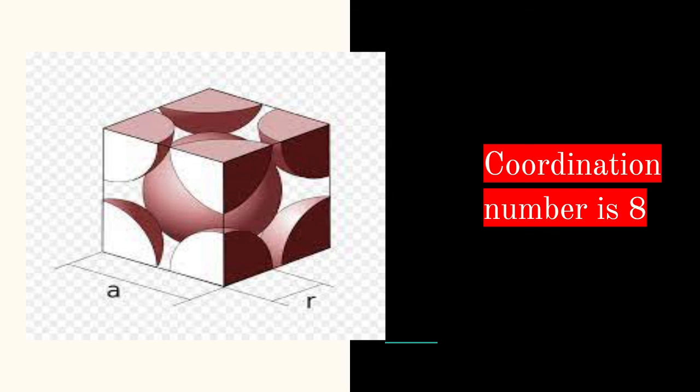Then comes the coordination number. Coordination number is the number of atoms which are nearby to a particular atom, which are the nearest neighboring atoms. Here from this picture you can see that the corner atoms do not touch each other, but the body centered atom touches all the corner atoms. From this we can understand that the body centered atom touches all the 8 corner atoms, so that the coordination number is 8.